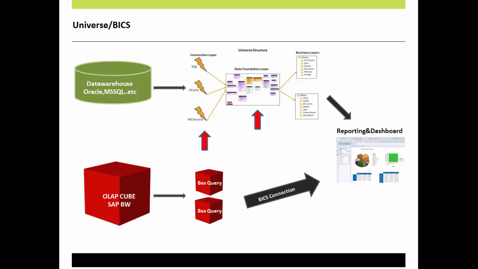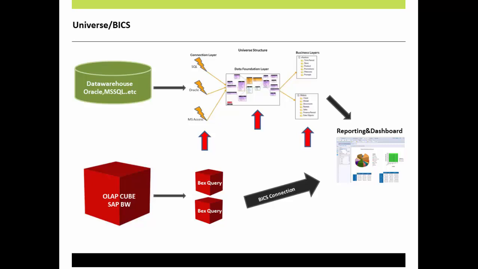And the data foundation layer is used to create relationships and joins between tables. The business layer is the last part that is viewed by the end user. Classes are organized according to business needs, and they include dimension and measure objects. To give a short summary, dimension and measure objects are mainly columns of the database tables.